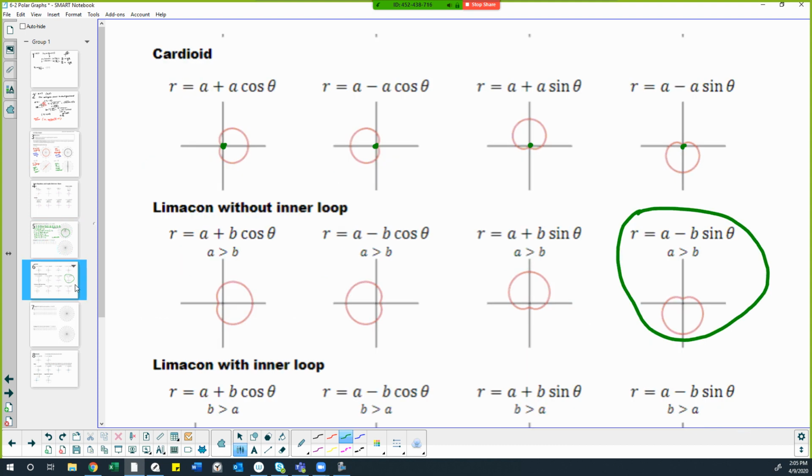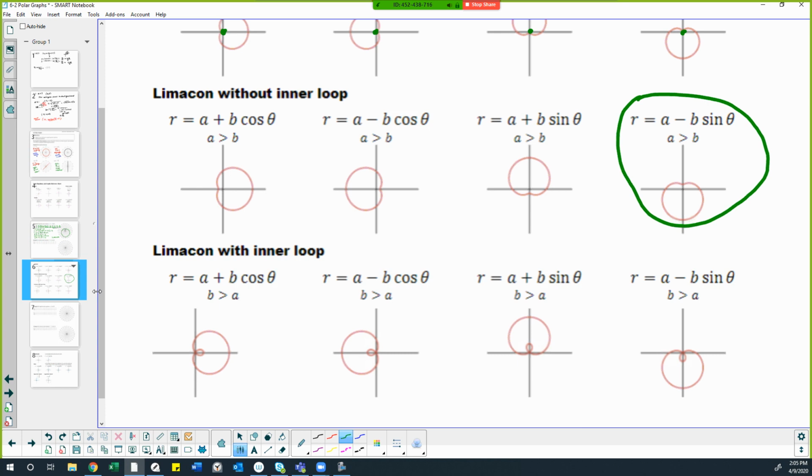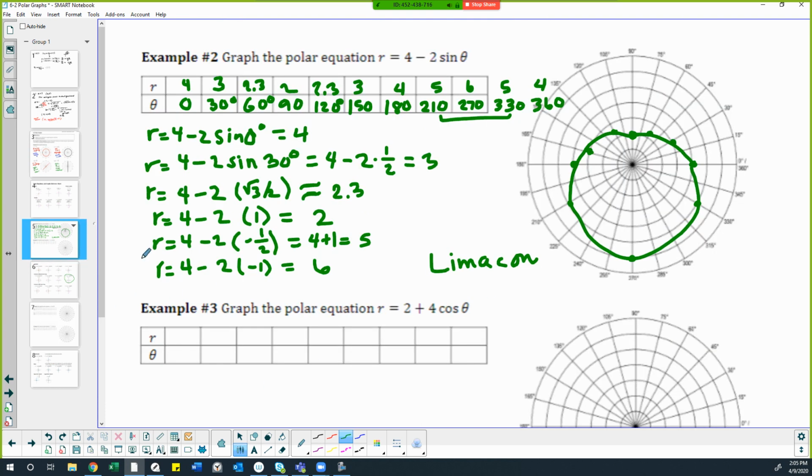Okay, the next one is with a loop. Here, what makes the loops happen? Oh. Oh. Maybe he doesn't want to interrupt or he doesn't like to unmute himself. Look at that. You're right. When a is greater than b, that gives us a limacon, but when b is bigger than a, like we're going to see on the next problem, we're going to get a limacon with a loop. Awesome. Okay, let's do it.